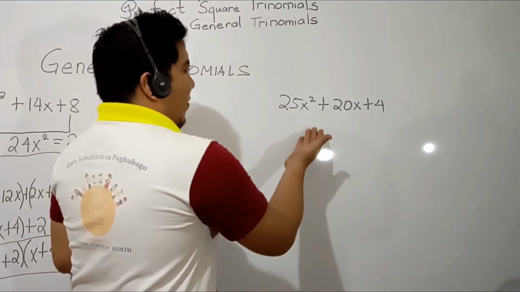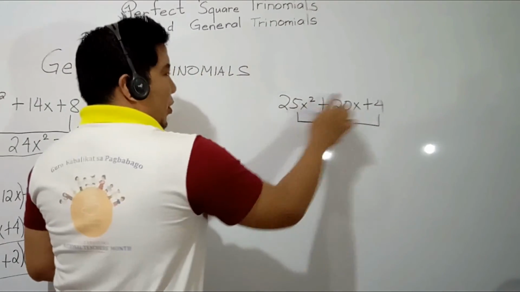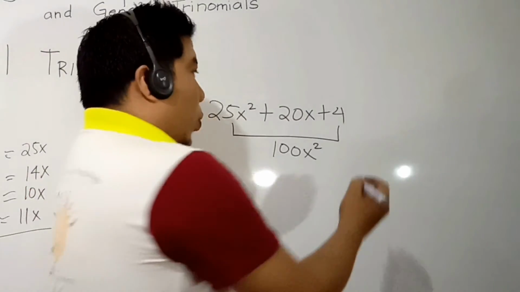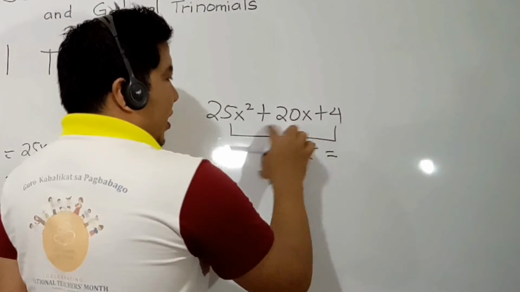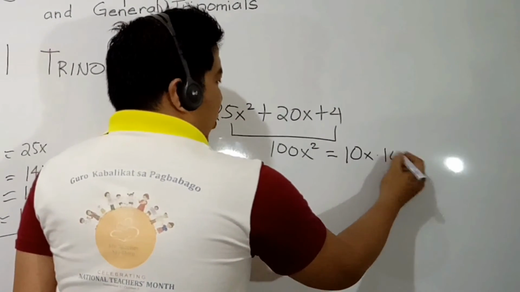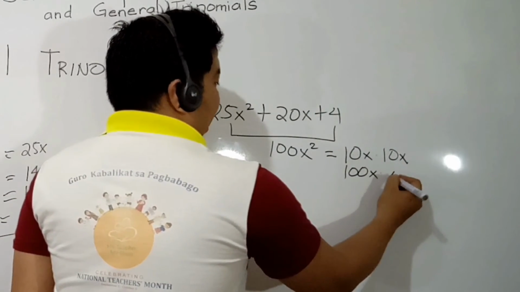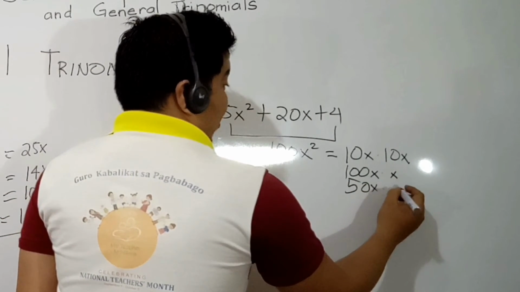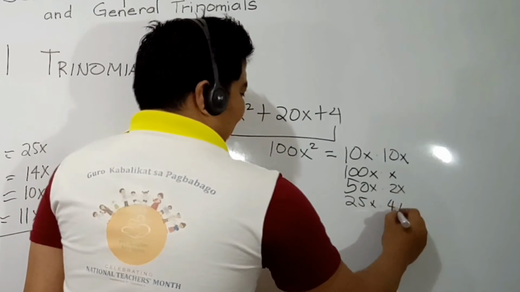Okay, now let us try this part. We have here 25x squared plus 20x plus 4. First thing we should do is we multiply the first and the last term. So we have 100x squared. After that, we will get the factors of 100x squared. So since these are both positive, therefore, let's just consider the positive values. So we have 10x and 10x. We have 100x and x. We have 50x and 2x, sorry. We have 25x and 4x.